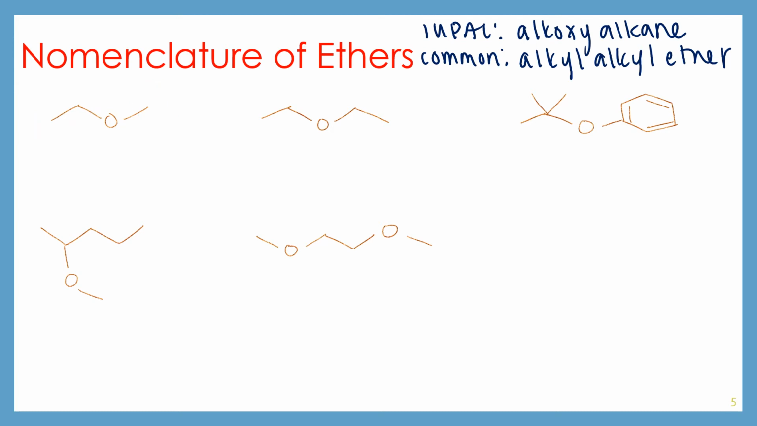The ethyl group is bigger, so we're going to consider this a derivative of ethane. So we have a methoxy substituent. Methoxy comes from one carbon and oxygen, just like we talk about methoxide or ethoxide as nucleophiles or bases. And they are substituents on ethane. So this is methoxyethane. Now the common naming takes your two alkyl groups, alphabetizes them, and then follows it up with ether.